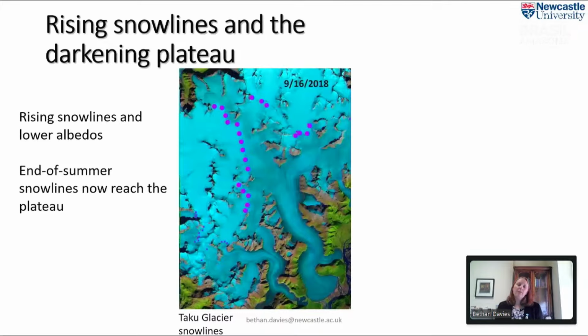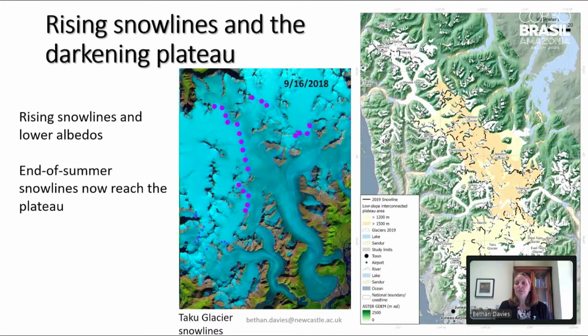And what are the drivers? Well, one of the drivers is the snow line is rising, and the snow line is now on that low slope plateau. So we can see on this map, you can see these black wiggly lines. That's the snow line in 2019, right up on that flat yellow plateau. And this is really important because it means that more of the icefield is exposed to net melt, and therefore less snow is remaining on the icefield through the summer.